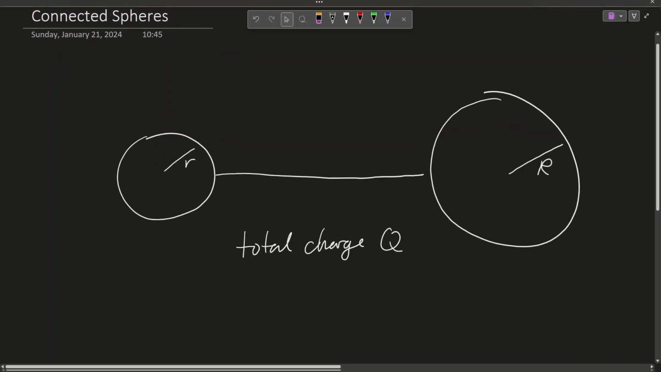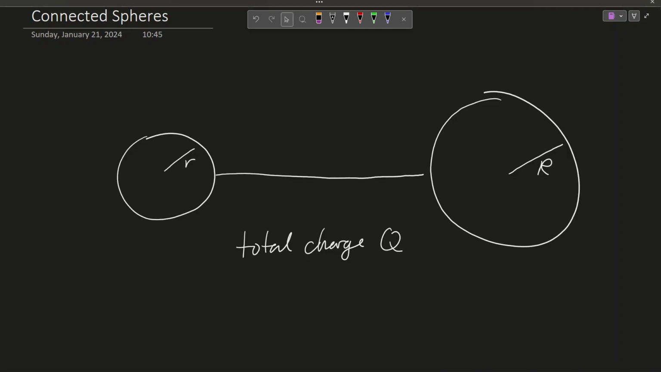So first of all, we have to figure out what tells us the relationship between the amount of charge on each of these spheres. Well, since they're connected by a conductor, as far as we're concerned, we can treat them as one big conductor. And for any single conductor, the surface of that conductor must be an equipotential surface.